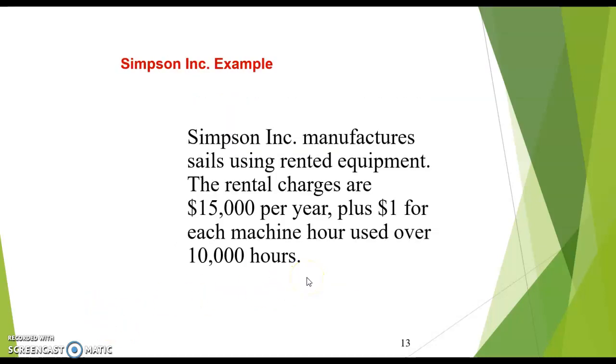Here's an example. Simpson manufactures sails using rented equipment. The rental charge for the equipment is $15,000 a year. They have to pay for that piece of equipment. And if they use more than 10,000 hours during the year, they have to pay $1 for every hour that's used above the 10,000 hours. So for the first 10,000 hours they use the machine, they're going to pay $15,000 that year for that machine.